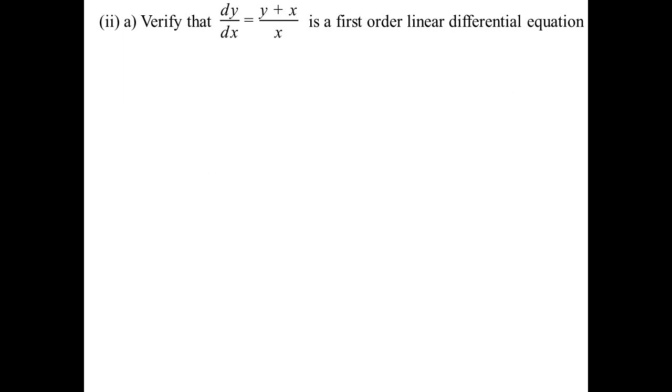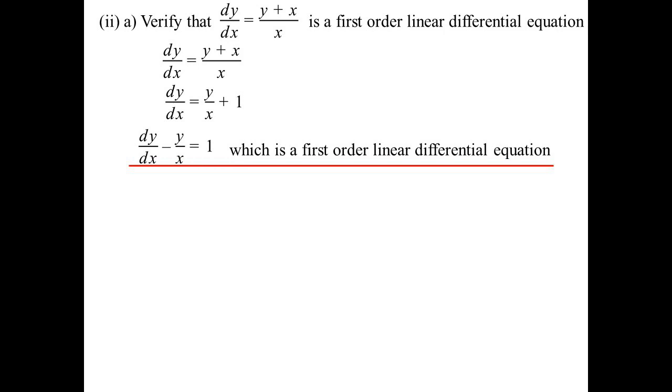We'll have a look at this one. Not immediately obvious that that's a first order linear differential equation, because it doesn't look like it's in that pattern. But if I play around with it, split my fraction, becomes y over x plus 1, move the y over x to the left-hand side, and it's now in that form. It's dy dx plus some function of x times y. In this case, that function is minus 1 on x. And on the right-hand side, equals some other function. Well, in this case, that's just the constant number 1. So now let's go find the general solution.